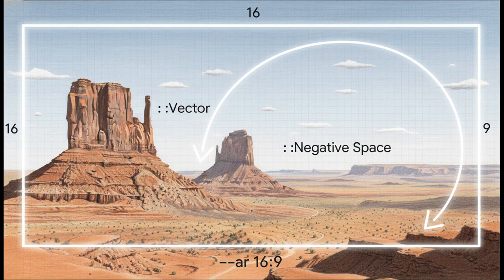And these are your universal controls. These parameters work almost everywhere. Vector keeps things looking clean and non-photorealistic. Negative space? Oh man, this one is your best friend for making sure you have room for text. And my personal favorite, -R169, which forces the AI to create a perfect widescreen image for your slides. No more weirdly cropped squares.